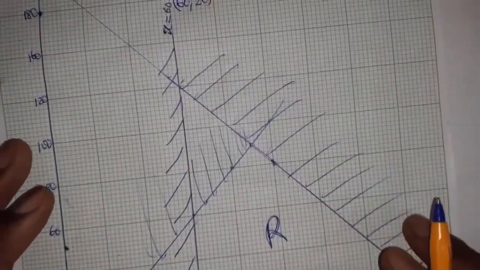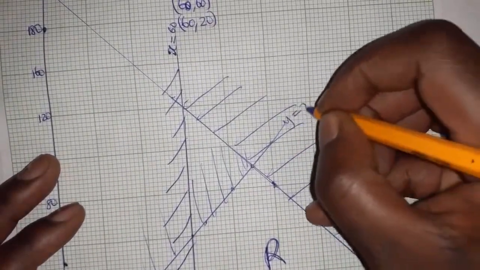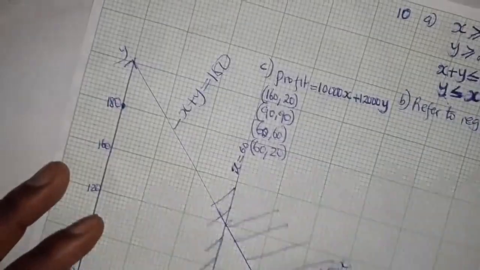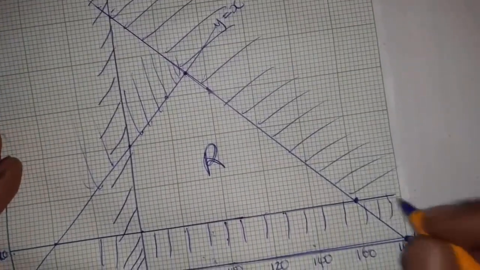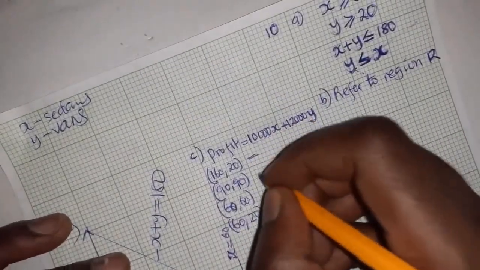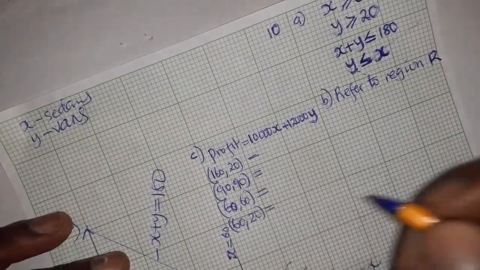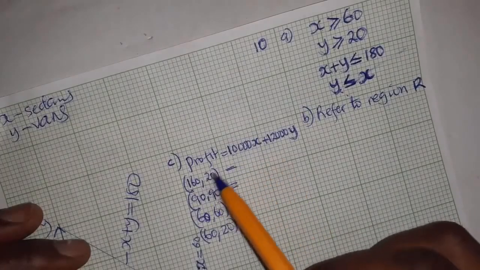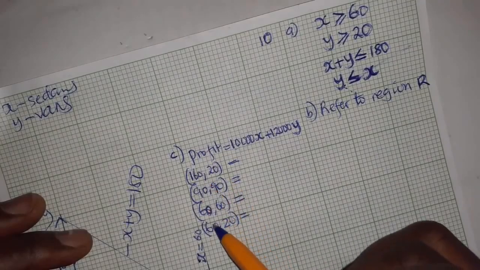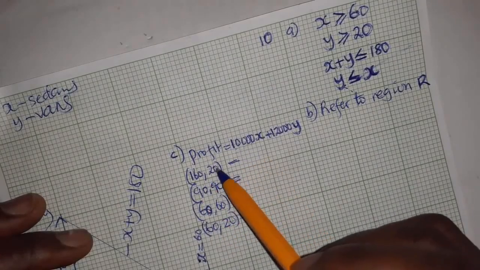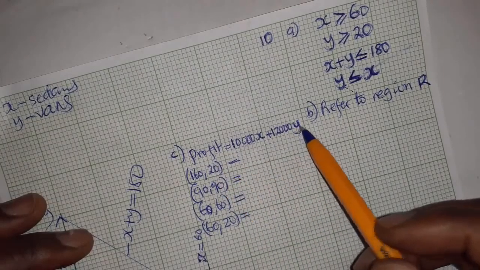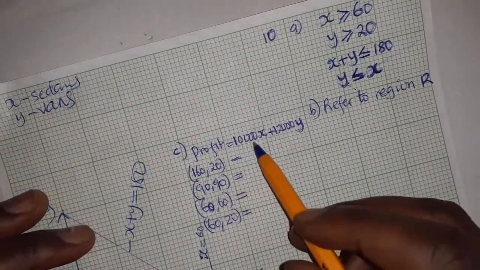Sorry, I forgot here. Make sure that these equations, you name them. This is x equals that. In terms of an equation, this was x plus y equals 180. Also, this one, in terms of an equation, was y equals 20. Okay. So now, you know that these are x coordinates, these are y coordinates. So the x coordinates represent the number of sedan vehicles, and the y coordinate represents the number of van vehicles.